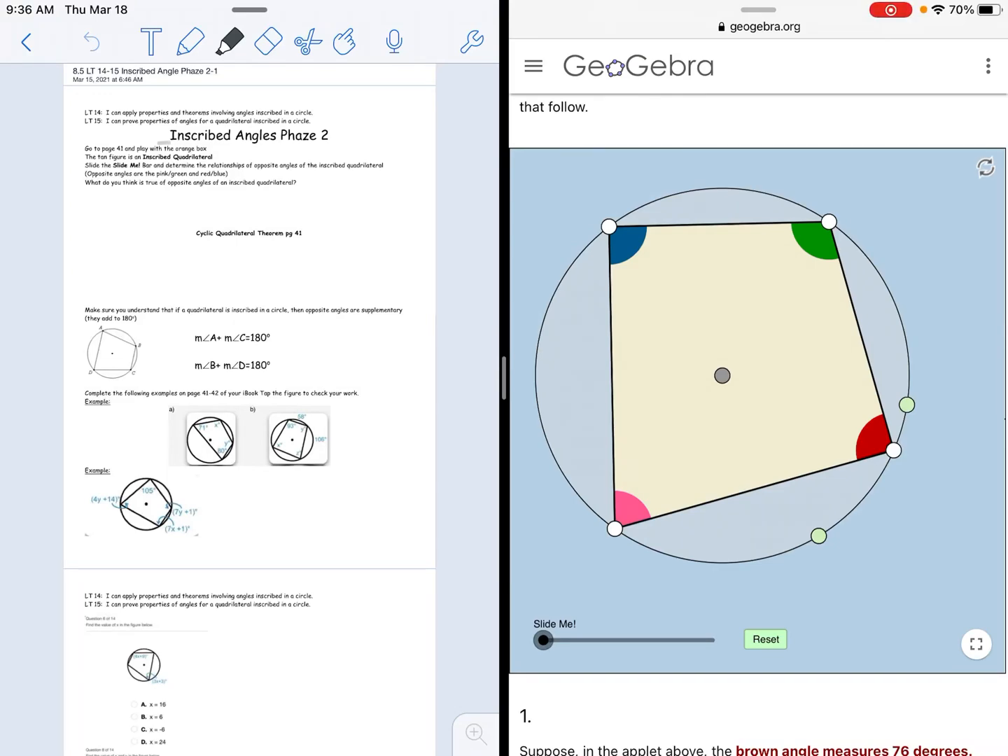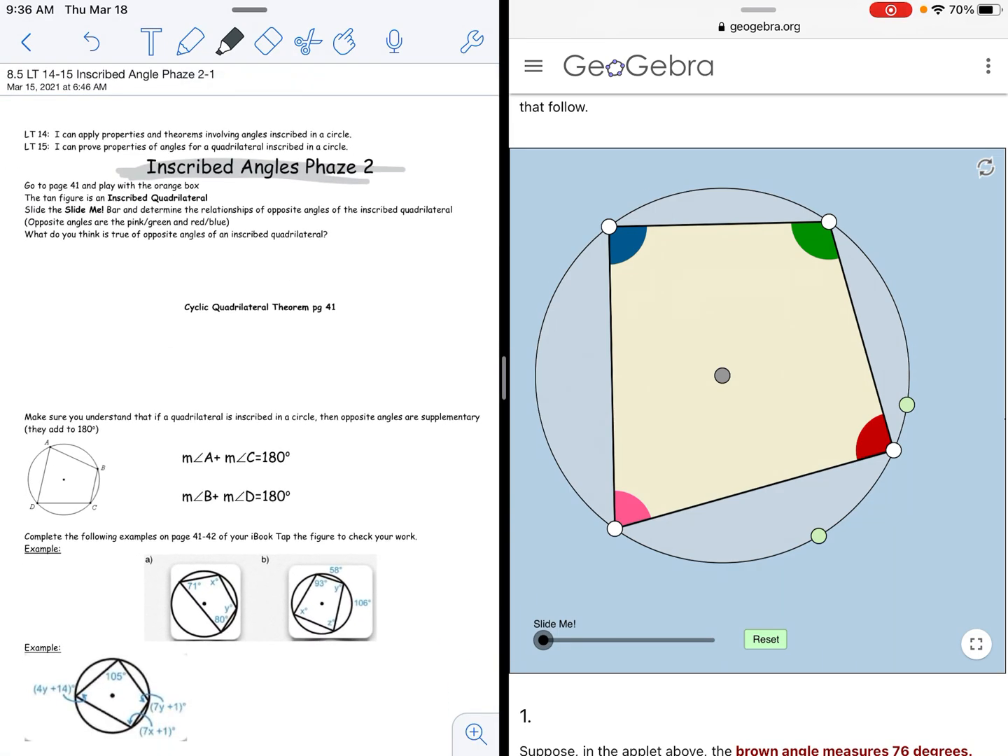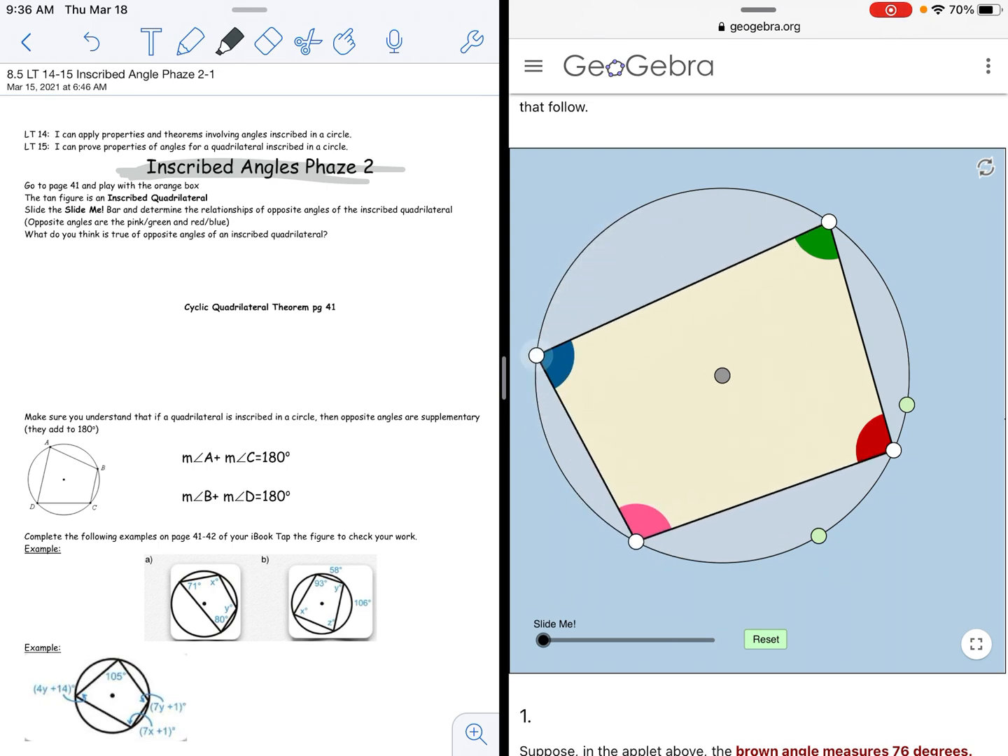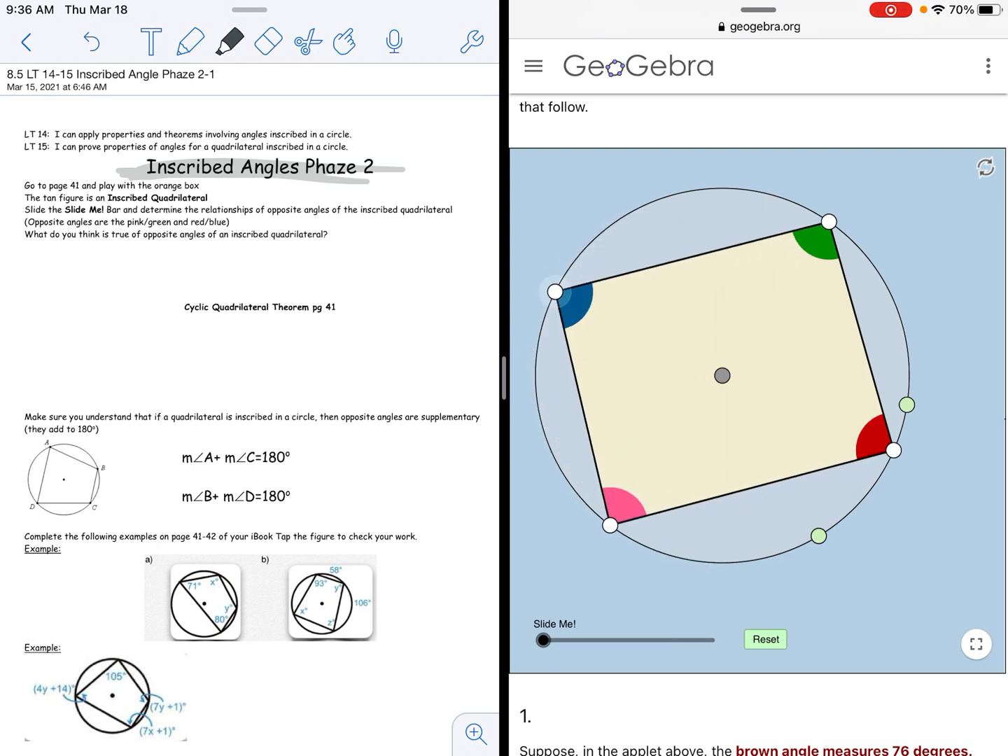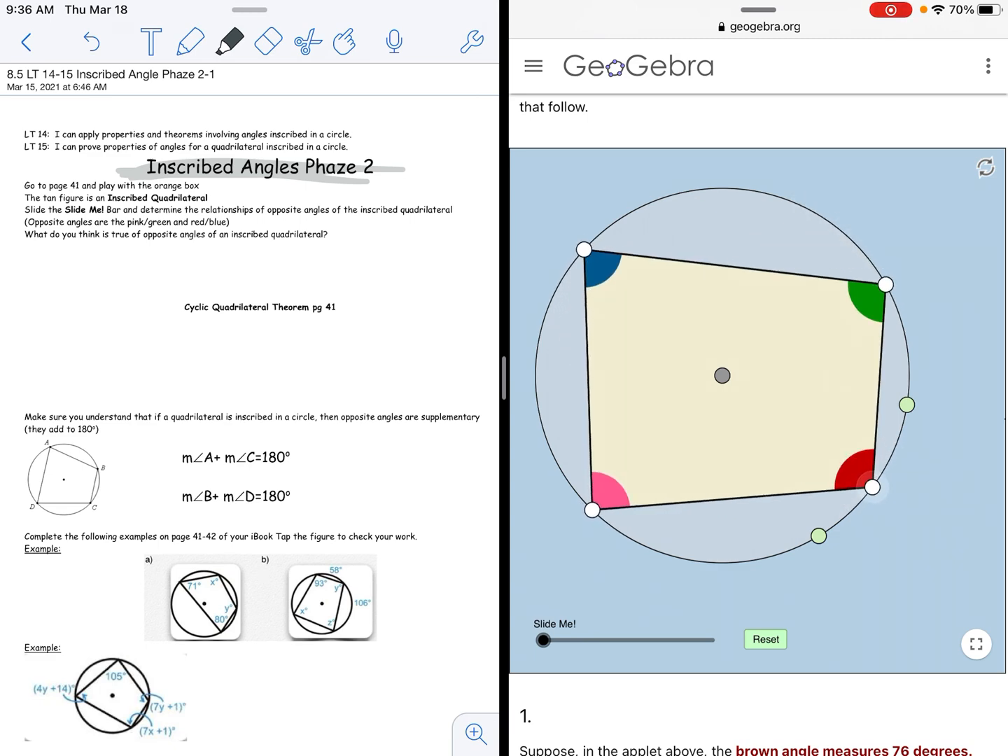Howdy students, we are at Inscribed Angles Phase 2, and to start this we're going to look at an inscribed quadrilateral. On my screen to the right, this is an inscribed quadrilateral, and just to show you that I didn't predetermine this, I can make it whatever I want it to look like. Wow, pretty neat. That's a good looking quadrilateral right there. It's an inscribed quadrilateral because all these angles, blue, pink, red, green, are inscribed angles and they just happen to form a quadrilateral.